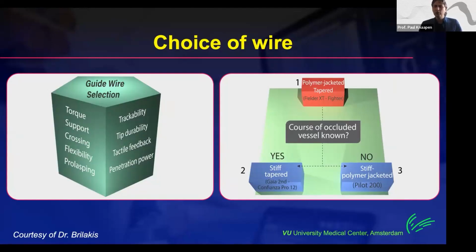And if that doesn't work, if you know the course of the artery, you need a directional wire, and that would typically be the Gaia family. And if that doesn't work, Confianza Pro 12. If you don't know the course of the artery, this would typically be a stiff polymer jacketed wire. It used to be Pilot 200, and in contemporary practice, in my lab at least, it would be the Gladius, because it has a rare event of perforating. And once you're in the subintimal space, you can try to re-enter with dedicated equipment.